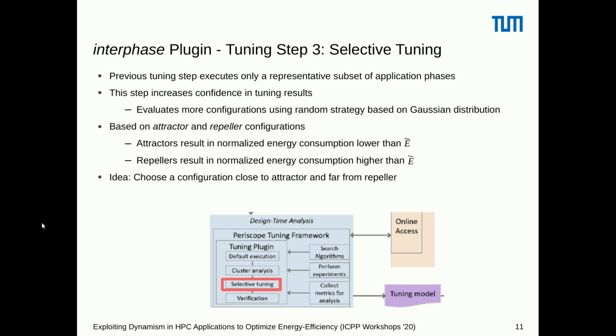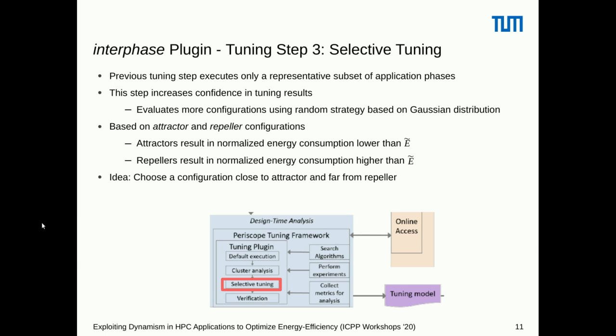The previous tuning step evaluates only a subset of the entire search space of tuning parameters. This means that in the best case, each phase in a cluster is executed with a different configuration. In the worst case, all the phases in the cluster are executed with the same configuration. This makes it difficult to select the best configuration for the cluster with high confidence due to the fact that there are no other configurations for comparison.